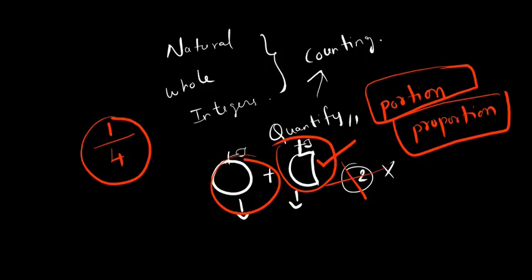Okay. If we have two of this 1 by 4th, it becomes 2 by 4th. If there are three, 3 by 4th. If there are four, 4 by 4th, that is 1. Okay. This type of thing is called a fraction, and they are also called ratios. Ratios means comparing something.